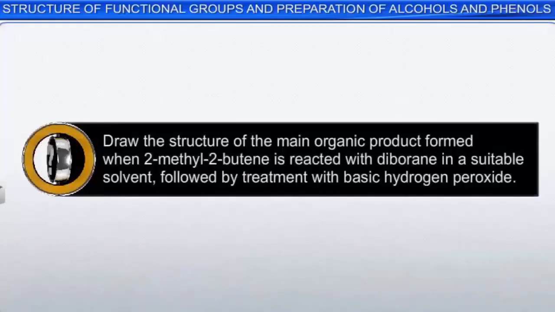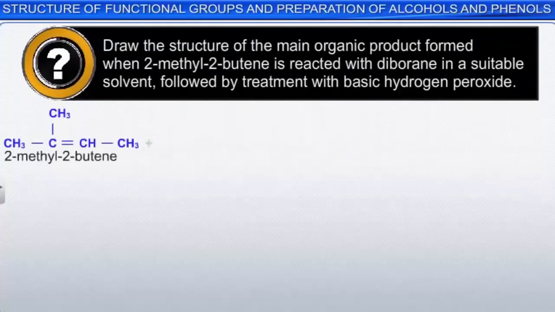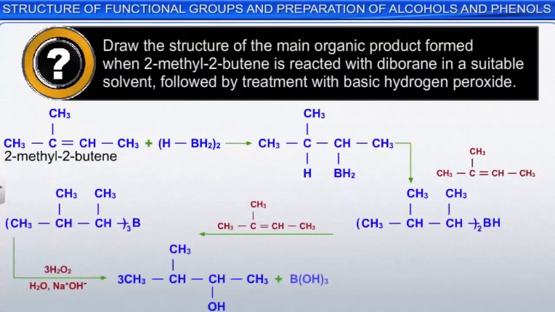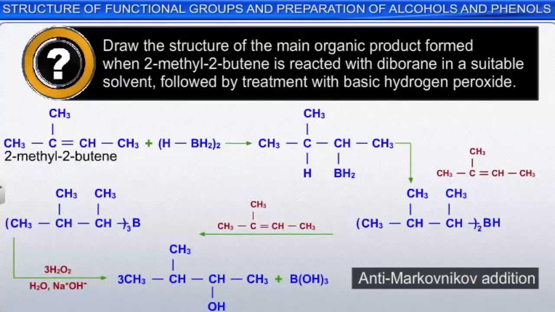Let's do a practice problem. Draw the structure of the main organic product formed when 2-methyl-2-butene is reacted with diborane in a suitable solvent, followed by treatment with basic hydrogen peroxide. Start by drawing the structure of the reactant. Since this reaction uses hydroboration oxidation of the alkene, the major product will show anti-Markovnikov's addition. Therefore, the hydroxyl group will attach to the carbon with more hydrogens, as shown here.